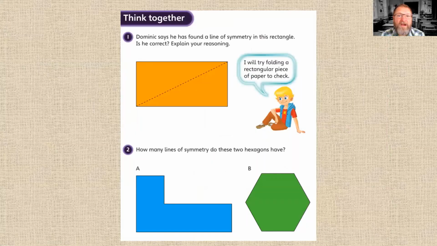Think together. Dominic says he has found a line of symmetry in this rectangle. Is he correct? Explain your reasoning. So, is that a line of symmetry, a mirror line? If we fold this piece of paper, will it fold neatly? Question 2, how many lines of symmetry do the two hexagons have?